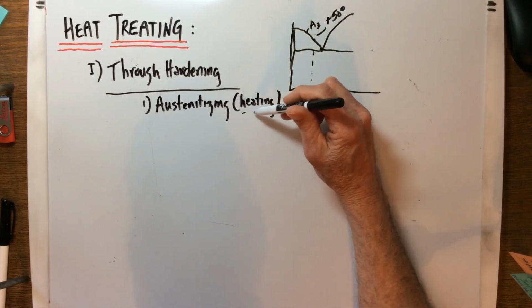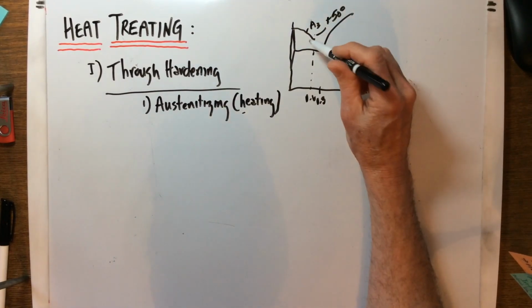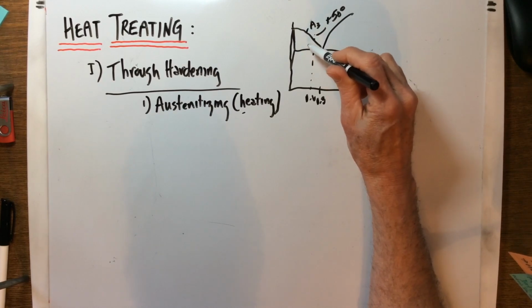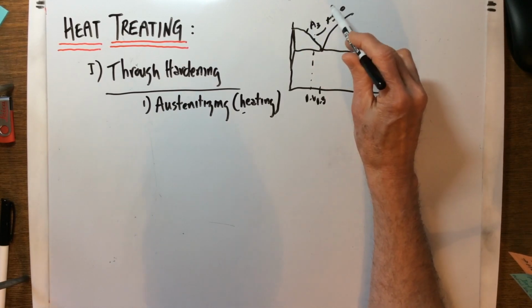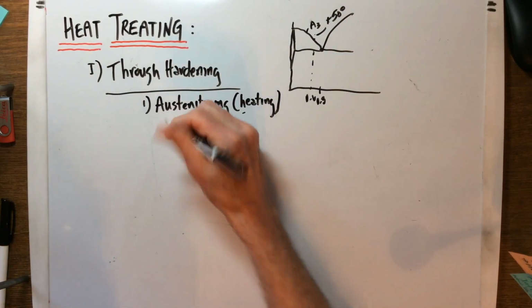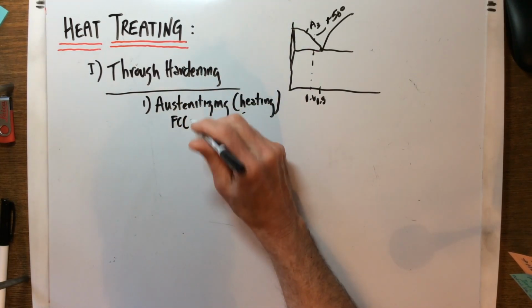So that's the austenitizing temperature. Now, why is it austenitizing? Because this is when the ferrite goes from a BCC structure up to an FCC structure. So now we have this into an FCC structure, which is what we want.